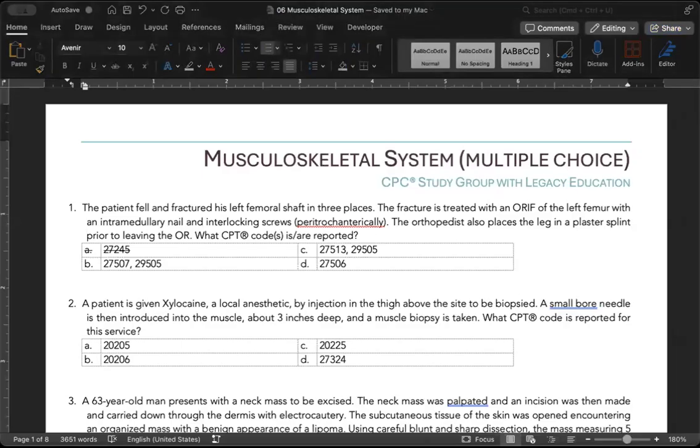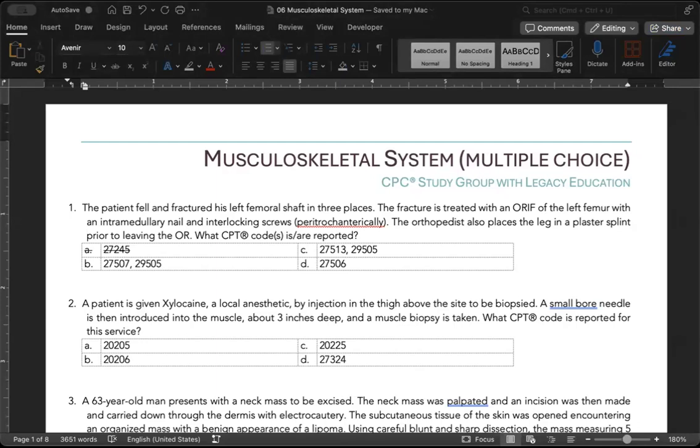All right, so we are going to cover the musculoskeletal system tonight. All right, so musculoskeletal system.